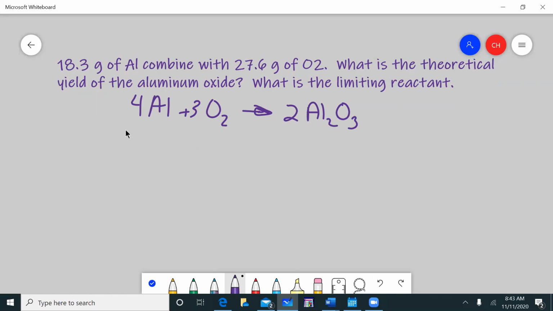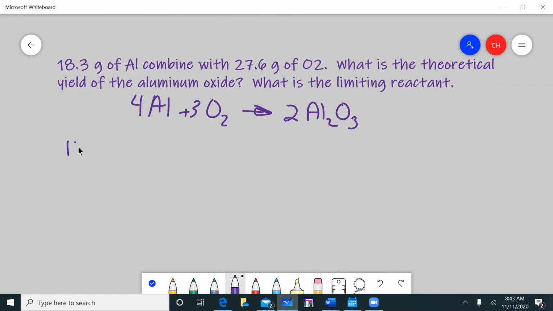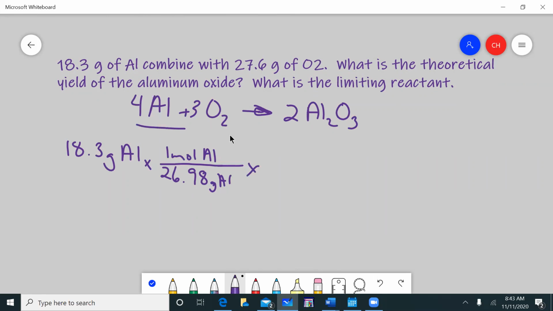So now we need to start going through our stoichiometry. So the first one is what? We have 18.3 grams of aluminum. I need to convert that into moles. 1 mole of aluminum for 26.98 grams of aluminum. Then we need to go from here over to here. So it's a 4:2 ratio. So 4 moles of aluminum for every 2 moles of the aluminum oxide.